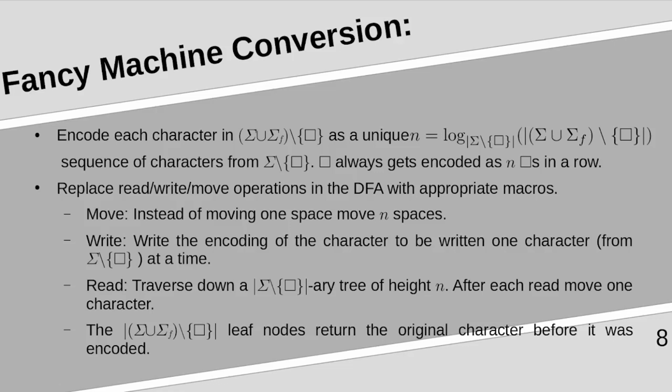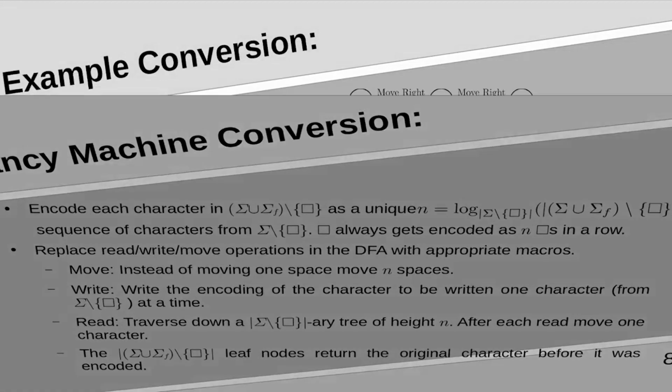There's one leaf node for every character that's not blank, because blank's a little special because it's got its special encoding. There's one leaf node for every character in sigma union sigma f apart from blank, and the arity of the tree is the number of elements in sigma. So if you had four elements in sigma, like A, B, C, D, and also blank, it would be a quad tree. And let's have a look at some examples on the other side.